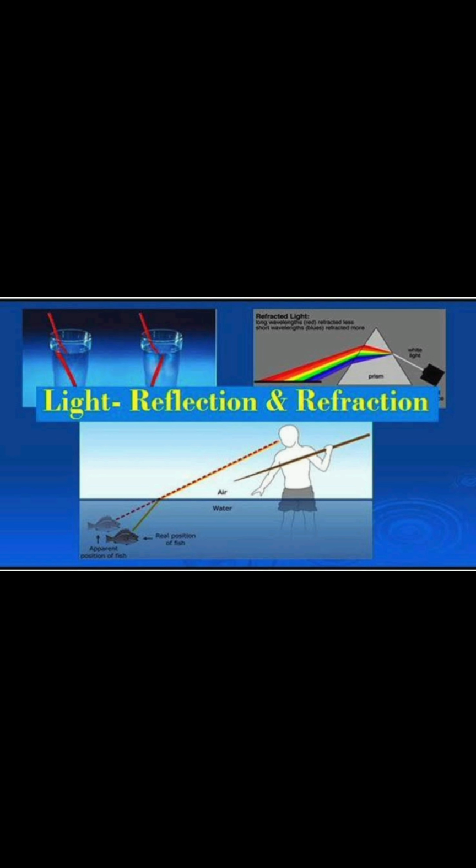So what do you mean by light? Light is a form of energy, and everyone knows it travels and helps us to see things. We cannot see light itself, but we can see things when light reflects, that is, when it bounces from them and comes to our eyes.